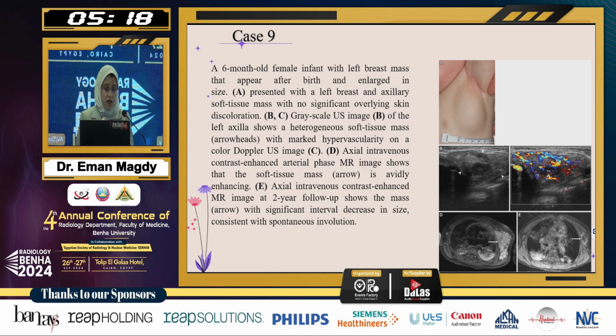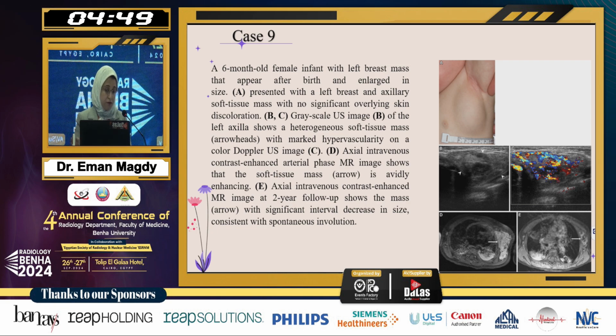Case 9, a 6-month-old female presenting with a left breast mass that appeared after birth and enlarged inside. Photo A shows the left breast mass, soft tissue with no overlying skin discoloration. In B and C, ultrasound shows in the left axilla a heterogeneous soft tissue mass with marked hypervascularity on color Doppler. C and D, axial intravenous contrast-enhanced MRI shows the soft tissue mass is avidly enhancing.